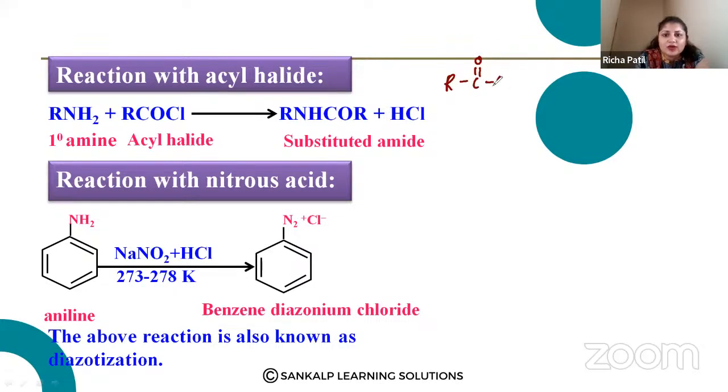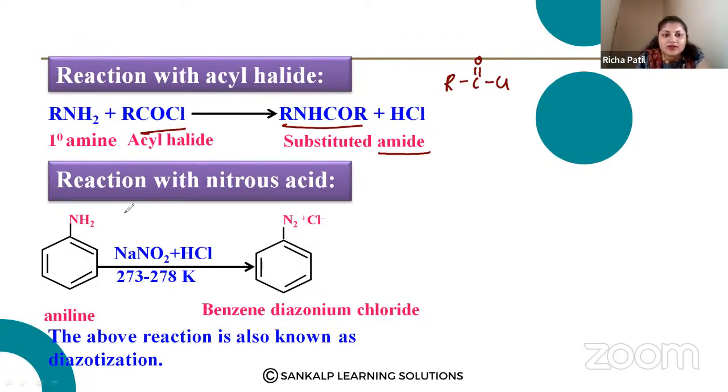So this is an acyl group. So primary amine is treated with what? It is treated with acyl halide to give you a substituted amide, plus HCl. So with amine, it yields you amide.